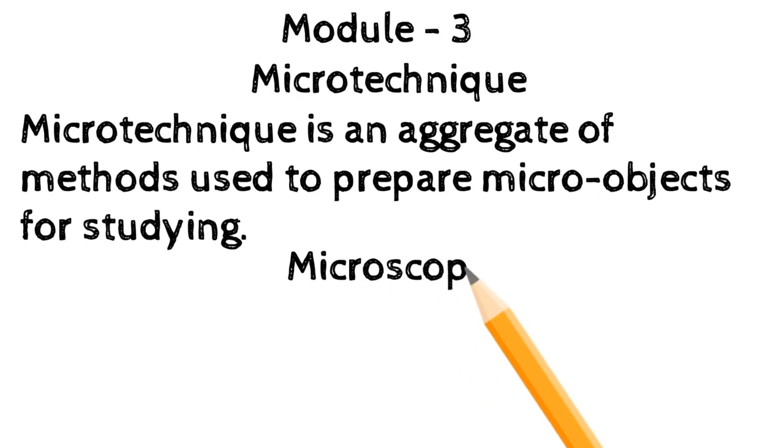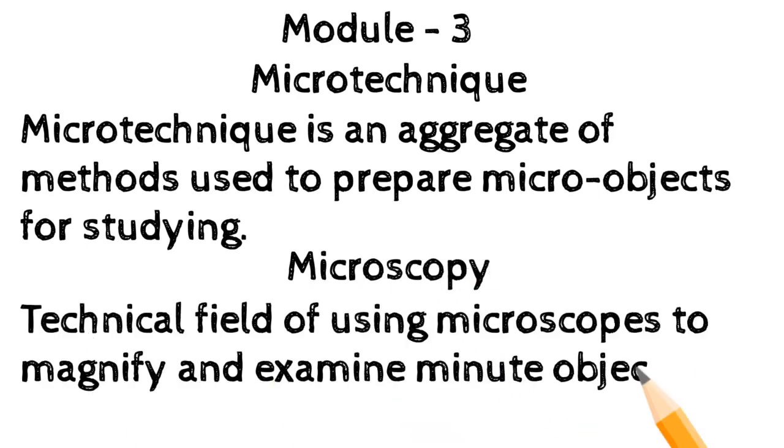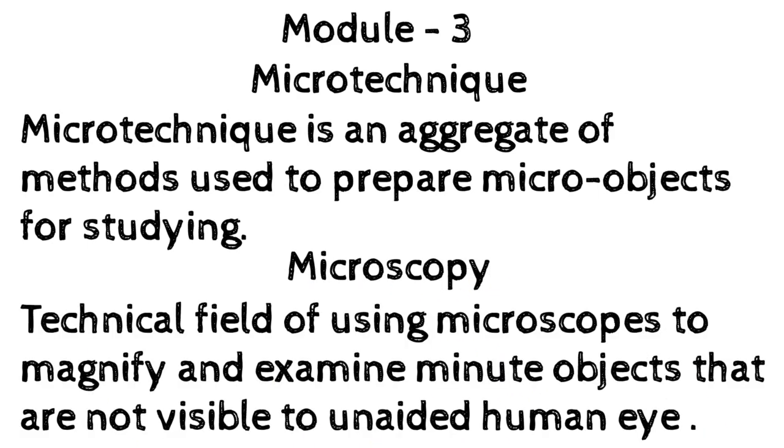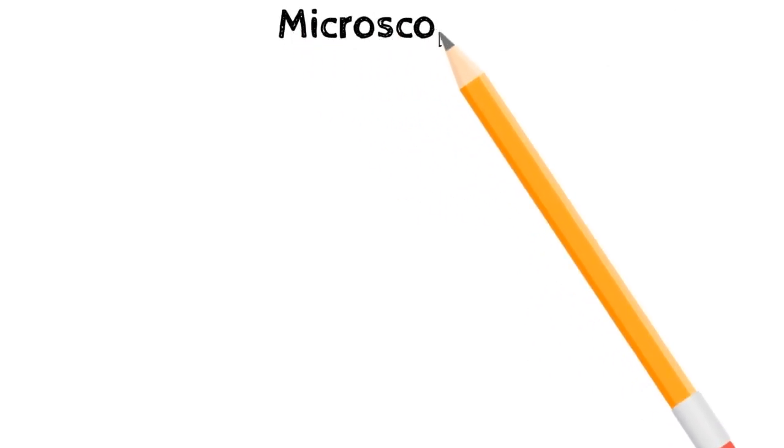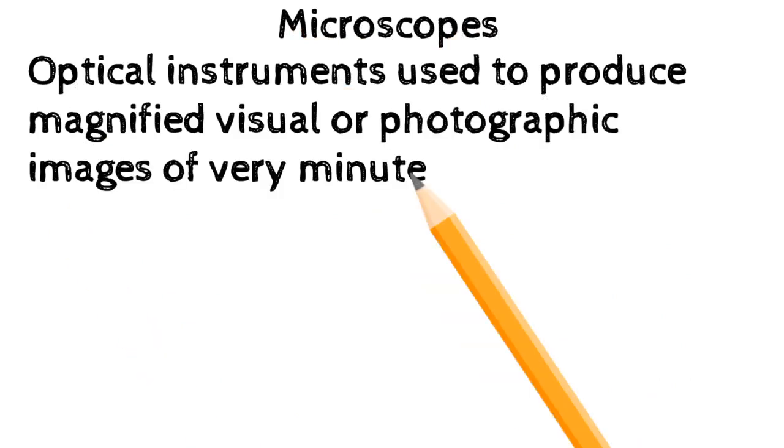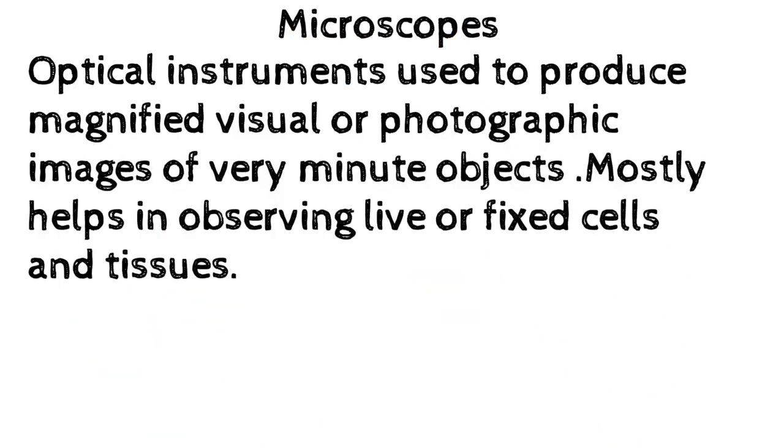Microscopy. Technical field of using microscopes to magnify and examine minute objects that are not visible to the unaided human eye. Microscopes. Optical instruments used to produce magnified visual or photographic images of very minute objects, mostly. Helps in observing live or fixed cells and tissues.